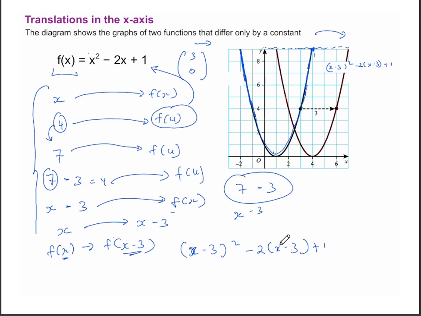Okay? And so your red function right here is just going to be (x minus 3) squared minus 2(x minus 3) plus 1. And so f of x minus a, okay, if you minus a value, this will be translation, okay, of f of x by vector (a, 0). So you're moving it to the right still. Yes, you're still moving it to the right.